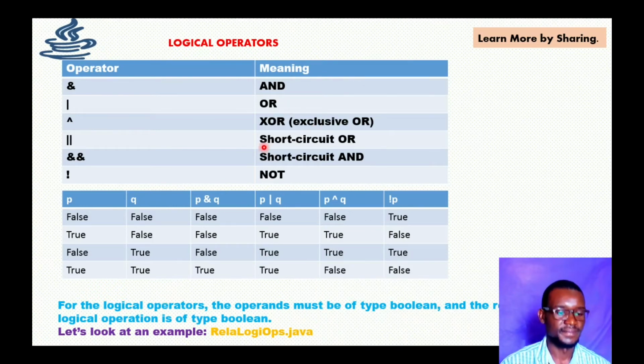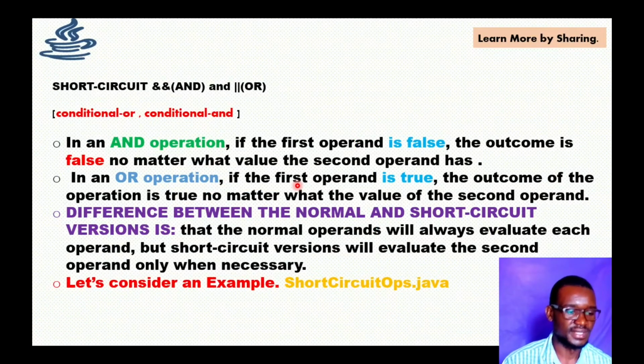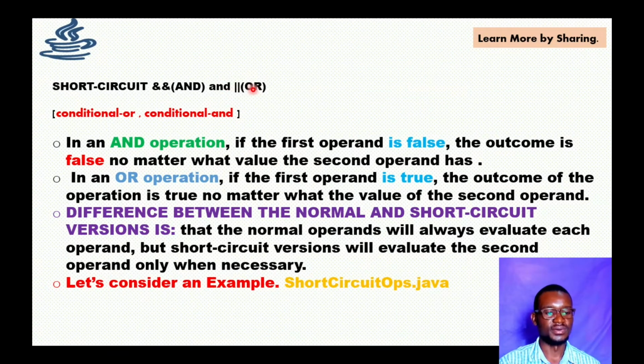Okay, so let's continue with our slide. So we look at the short circuit AND and the short circuit OR. These are the double ampersand and the double pipe. You can call it a pipe, I think. So they are called conditional OR and conditional AND. This is the conditional OR and this is the conditional AND.